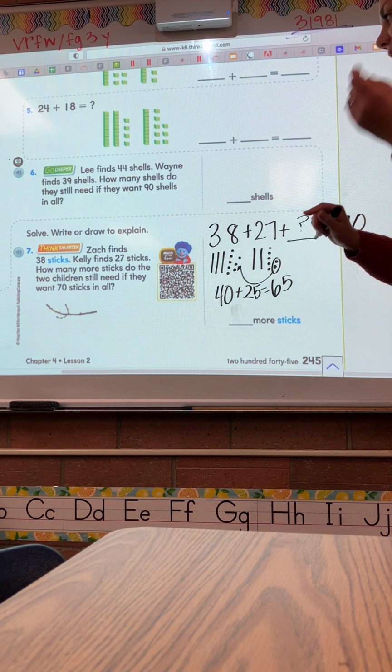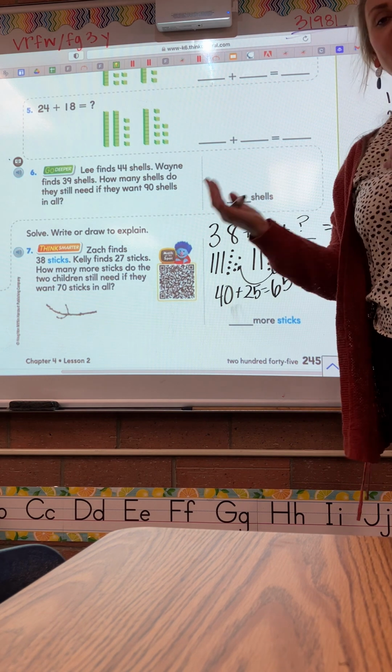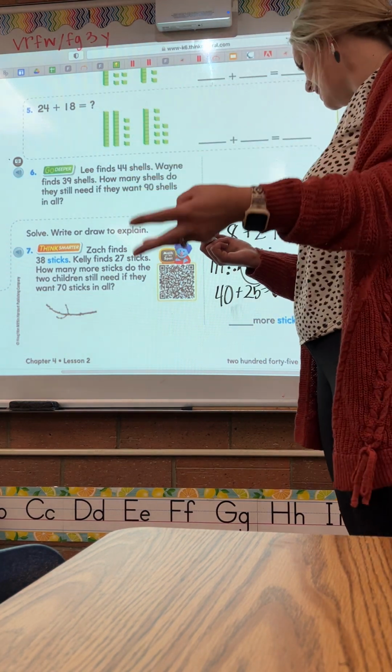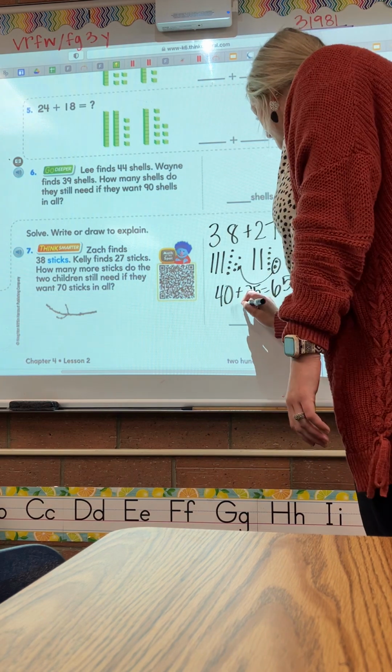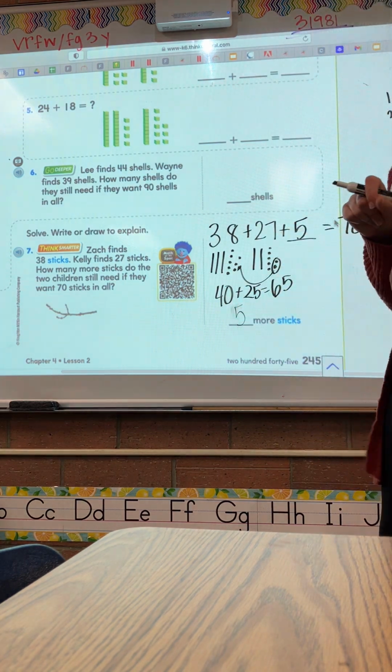I know that Kelly and Zach found 65 sticks in all. They wanted to find 70. How many more do they need to find? I could start at 65 and count up to 70. 65, 66, 67, 68, 69, 70. So they need 5 more sticks, which means that my missing addend was the number 5.